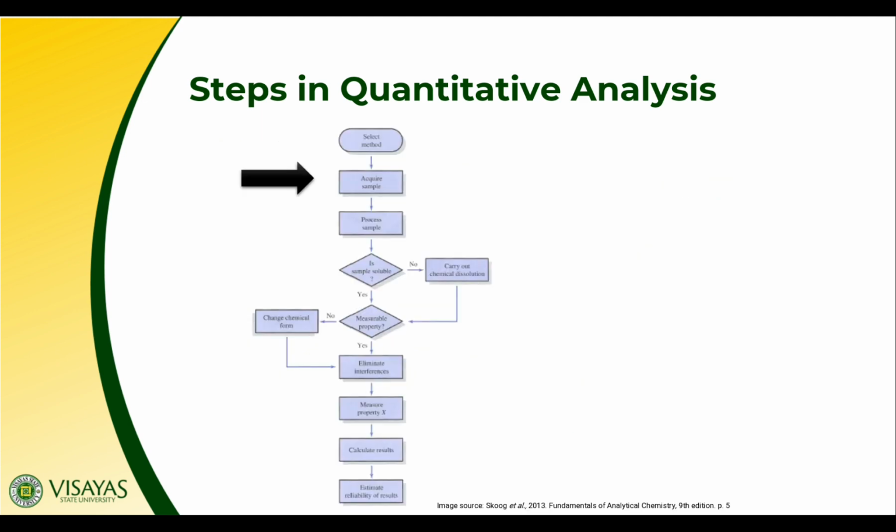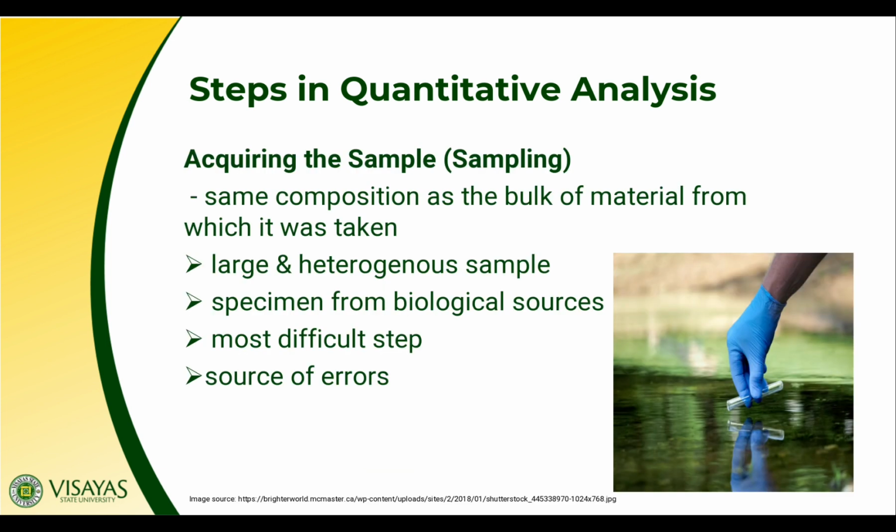The next one, of course, is to acquire the sample. Acquiring the sample is what we know as the method of sampling. In sampling, we should always consider that it would have the same composition as the bulk of material from which it was taken, meaning the sample should be representative of the bulk of material that the sample was taken from. And it should be a large and heterogeneous sample. And it could be a specimen from biological sources.